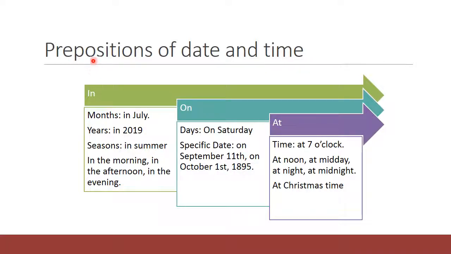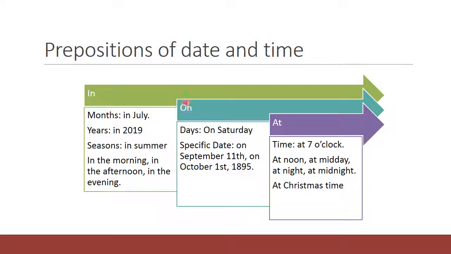So, what are the prepositions of day and time that we use? We use in for months. For example, we can say in July, in October, in November. We use in for years, in 2019, in 1965. For seasons, in summer, in winter. And always use in when you talk about these things: in the morning, in the afternoon, in the evening.